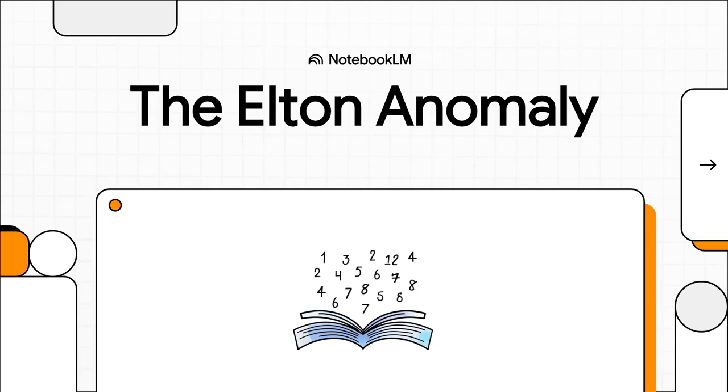All right, today we're diving into something pretty fascinating. It's where modern data science crashes right into ancient scripture. It's called the Elton Anomaly. And the claim is that there's a hidden mathematical pattern in one of the most famous books ever. So let's unpack this thing.